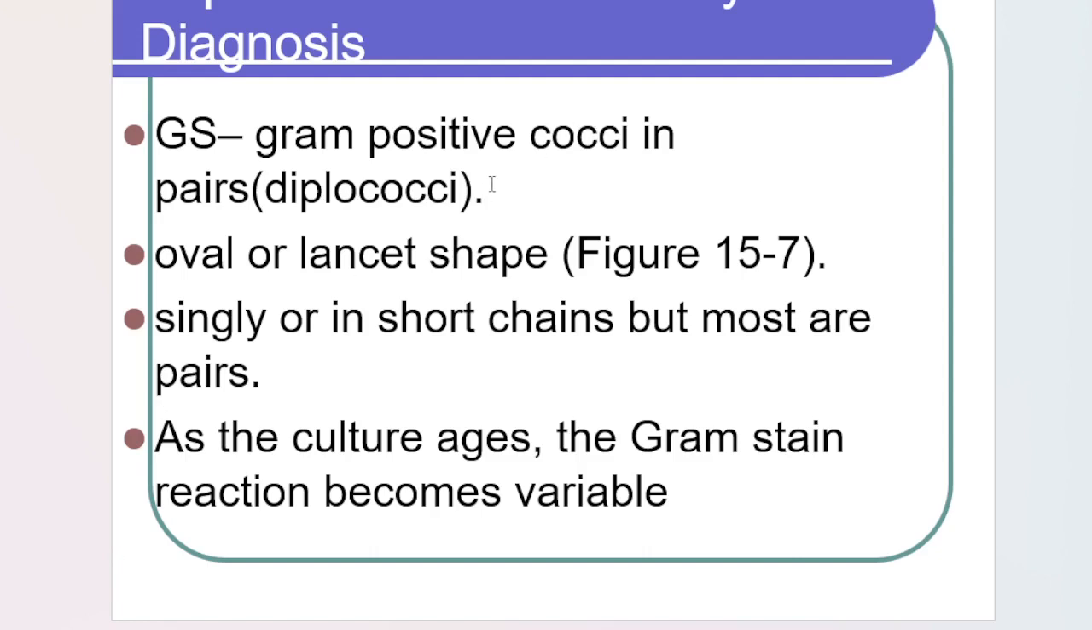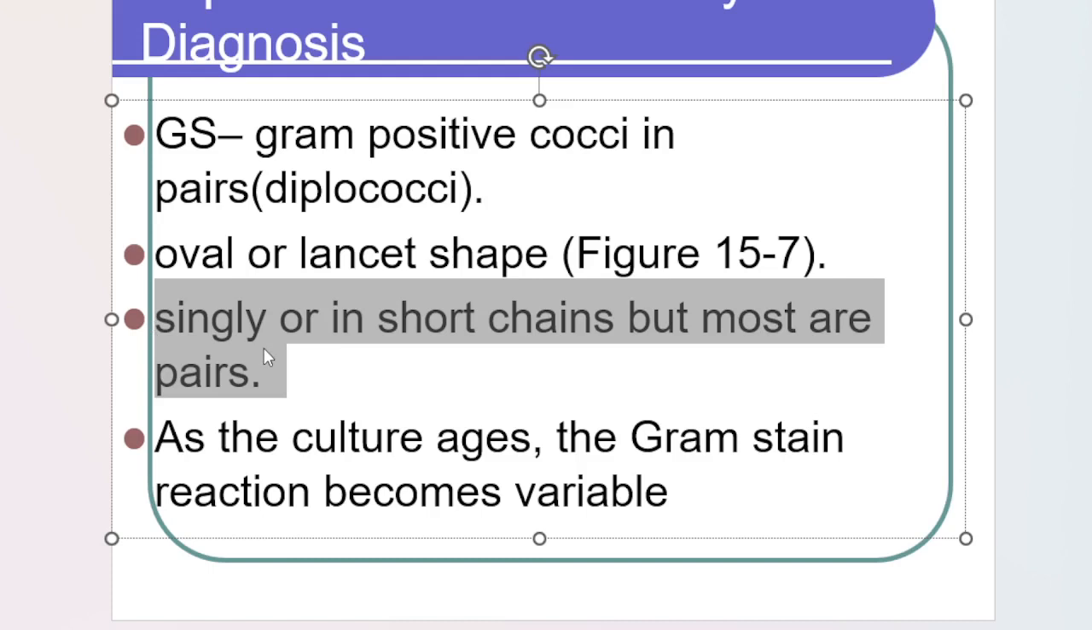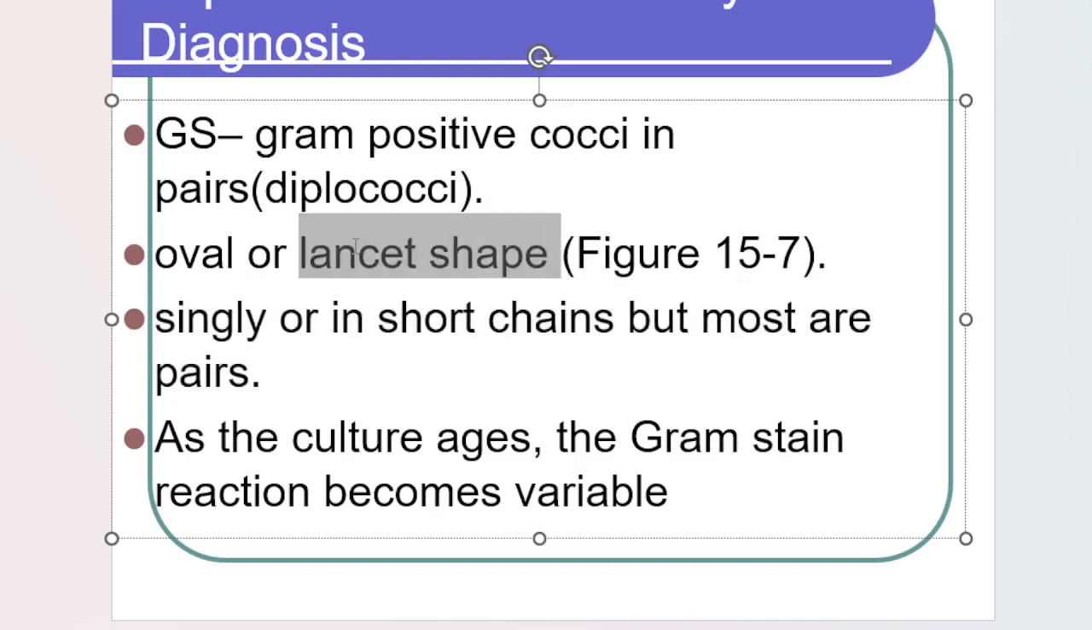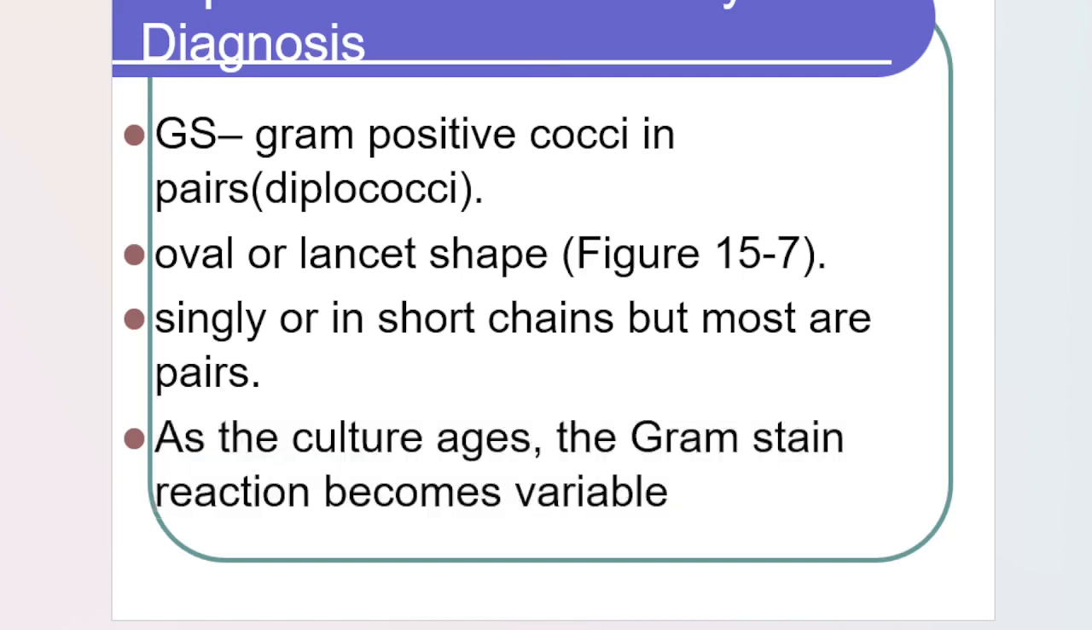I already mentioned this one. Mostly are in pair. So, I also mentioned this one. It doesn't mean that it always appear as lancet shape. Pwedeng minsan singly or short chain. But mostly in pair siya. In diplococci. Okay, so lancet. So, ganun nga. That's why in gram staining, it should be performed from newly grown culture. 24-hour culture. Kasi nag-change siya ng gram reaction.